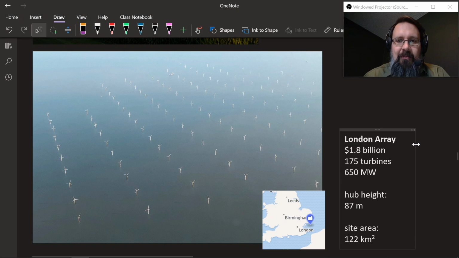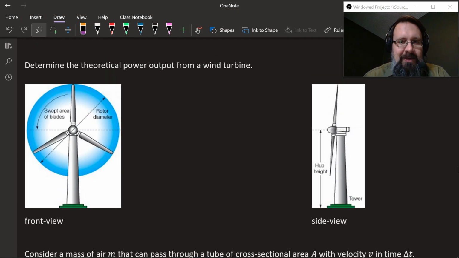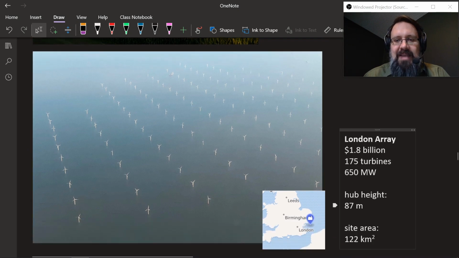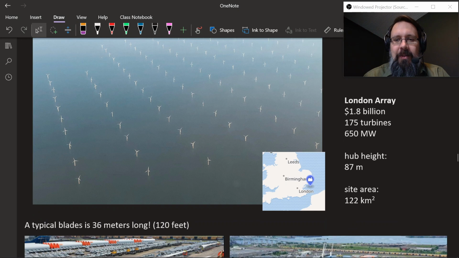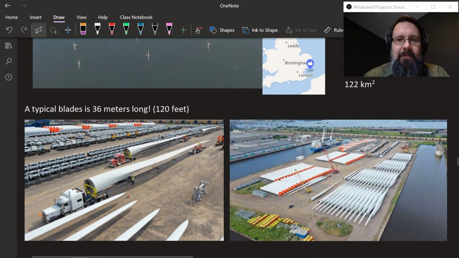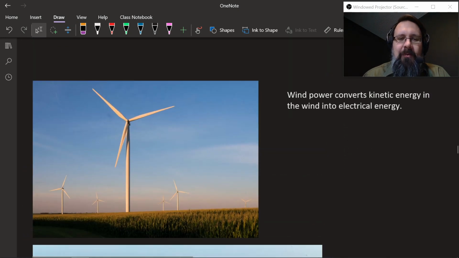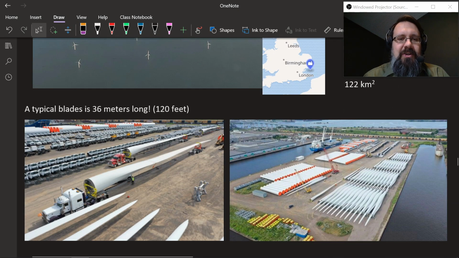The height of the hub, which is how tall the wind turbine is, so that's from the ground up to the hub. The hub height of these turbines is 87 meters. That's really tall. 87 meters is a lot taller than you think. The whole area of this site is 122 square kilometers. The blades on these turbines, one of the things that we don't really think about is how huge these blades are. They're massive. So I just want to show you guys a picture.